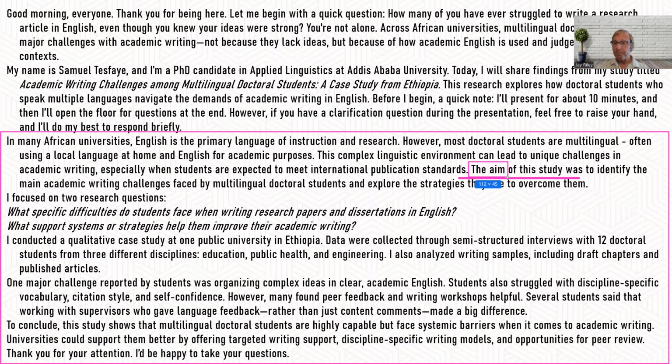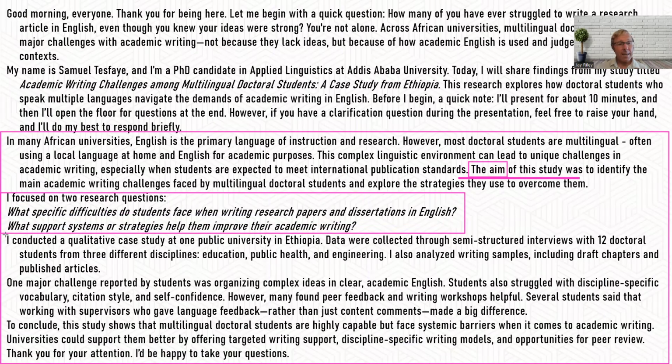So remember, the first part of our presentation, we're presenting our aim. I focused on two research questions. What specific difficulties do students face when writing research papers and dissertations in English? What support systems or strategies help them improve their academic writing? So right there, Samuel Tesfaye has indicated the aim and the research questions in the beginning of his presentation.